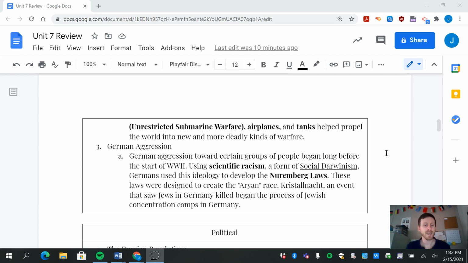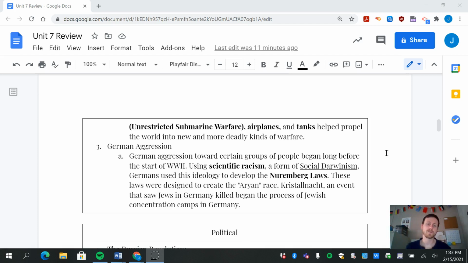Now, kind of jumping ahead, we have to look at also German aggression. This is looking more towards the start of World War II, where Germans are using certain social ideologies like scientific racism, which is very similar to a form of social Darwinism. If you remember from last unit, we talked about social Darwinism being this concept that some races of humans are inherently superior to others. Very similar to scientific racism.